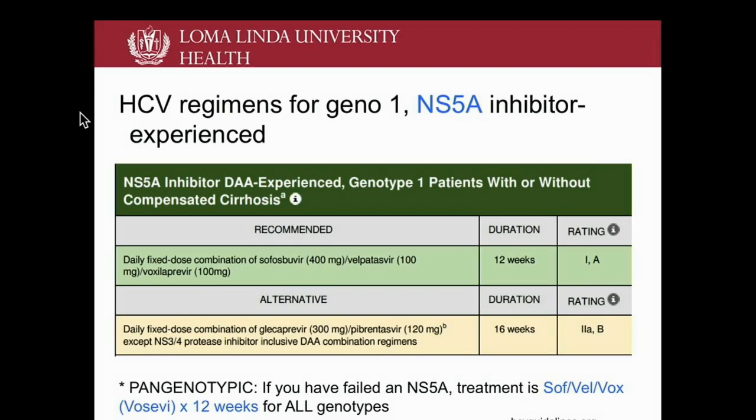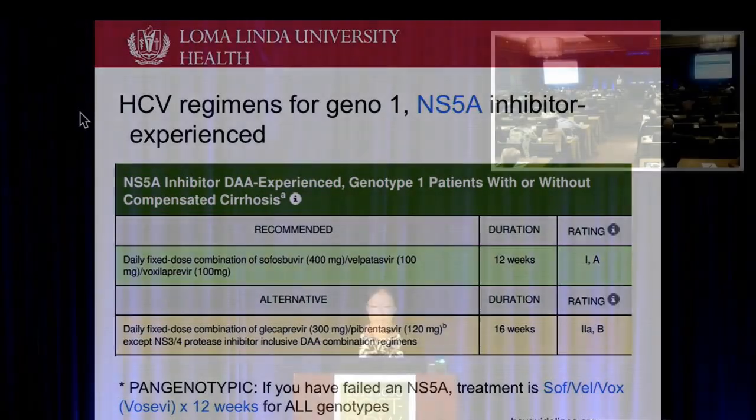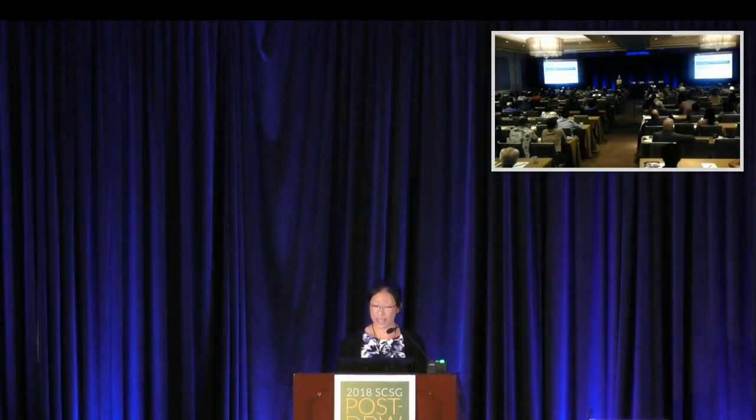So again, back to our website, gentlemen with genotype 1 NS5A inhibitor experienced, this is what you would be treating them with: Sofosbuvir, Velpatasvir, Voxilaprevir for 12 weeks. And I want to point out that this is a pan-genotypic regimen. So bottom line, if you have someone who's failed a DAA, it does not matter what genotype it is.